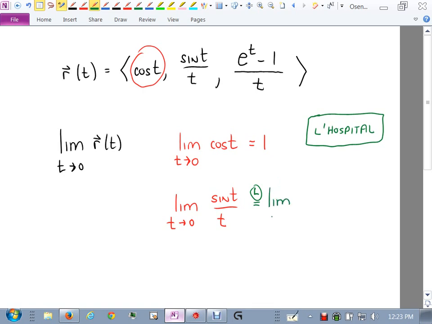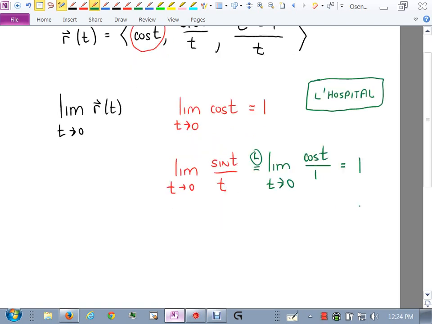And how does L'Hopital work? Take the derivative of the top and bottom separately. So the derivative of sine of t is cosine t. The derivative of t with respect to t is 1. And now take the limit again. And you just get cosine of 0, which is 1, right? So that's headed towards 1.